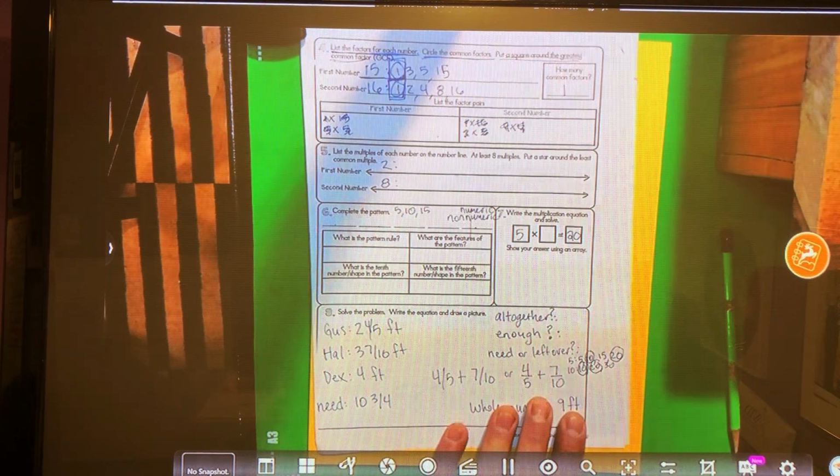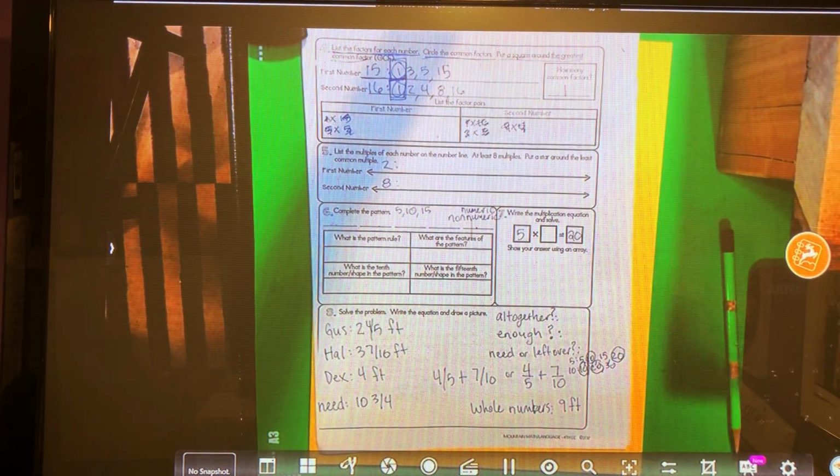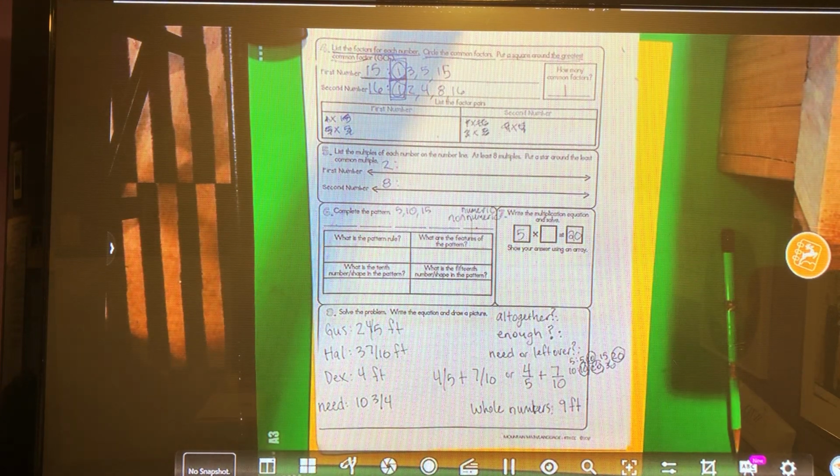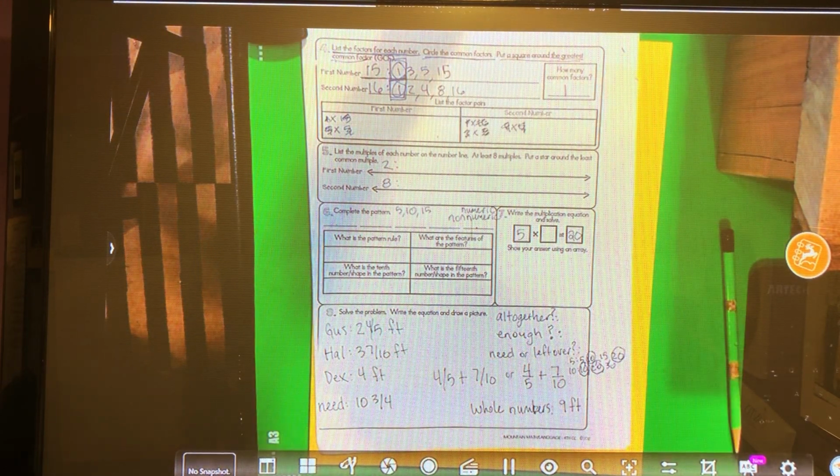And I'm sorry, that's terribly small. I hope that your computer monitors and or your Zoom capability is there for you.